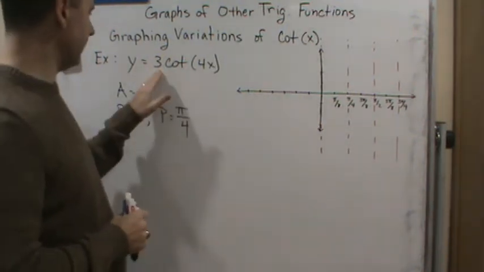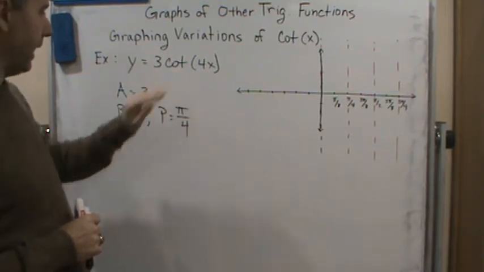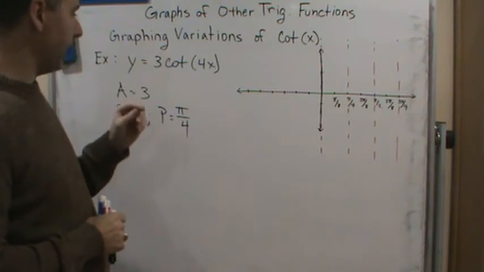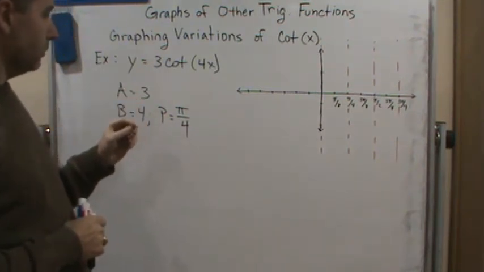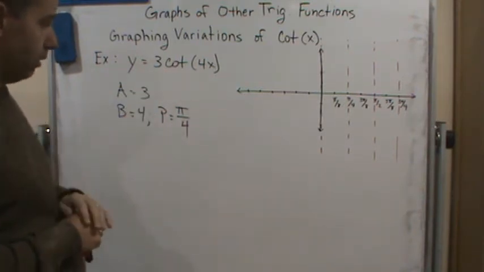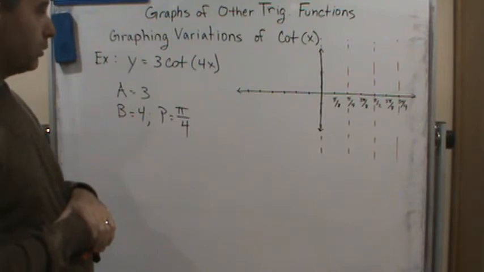Now, since it's not reflected and I know how the basic function works, I also know that it has to go through pi over 8. Why? Because cotangent is going to be 0 in between.